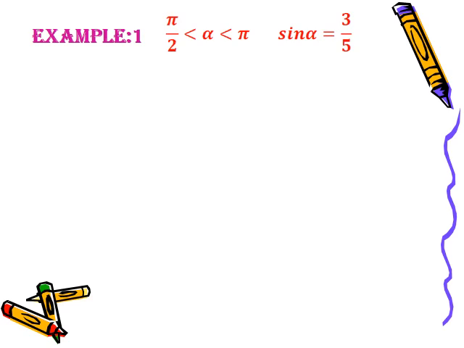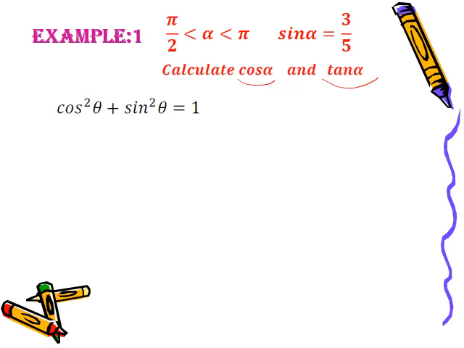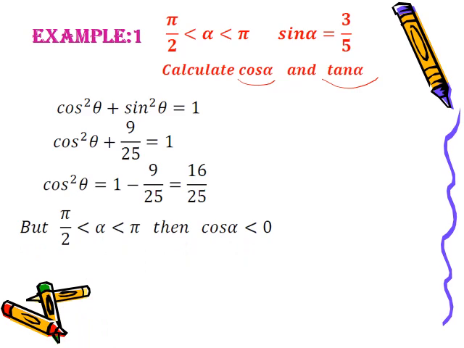Example. Alpha is between pi over 2 and pi. Sine alpha is 3 over 5. Calculate cosine alpha and tangent alpha. First, we have sine. To find cosine, we use the relation sine squared plus cosine squared equals 1. So cosine squared plus sine squared, where sine is 3 over 5 squared, 9 over 25, equals 1. Cosine squared equals 1 minus 9 over 25, which is equal to 16 over 25.